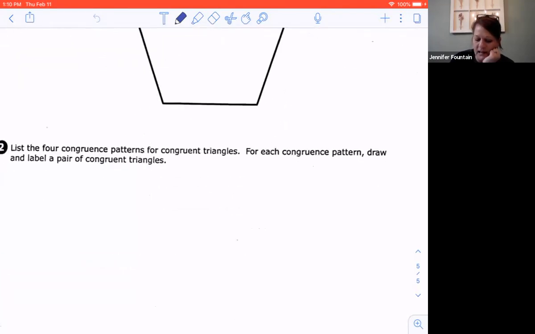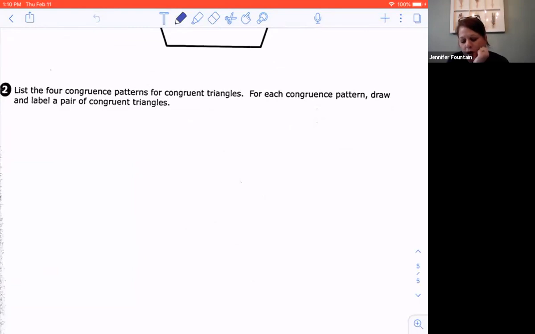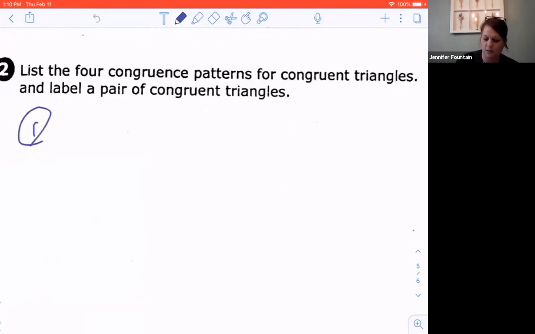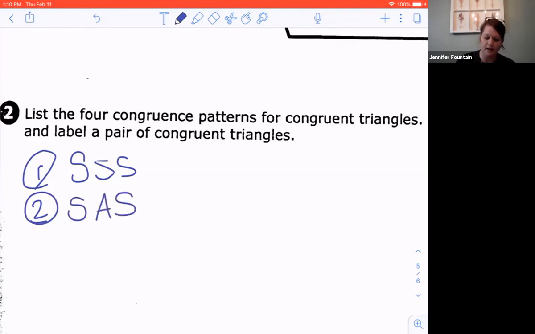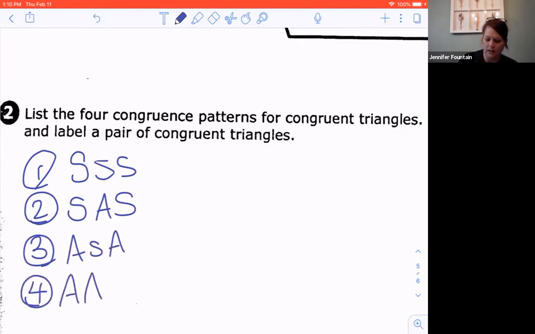All right. And then activities 2 says list the 4 congruence patterns for congruent triangles. For each congruence pattern, draw and label a pair of congruent triangles. So let's think about those congruence patterns that we had. Remember, there were 4. The first one was side, side, side. The second one we looked at was side, angle, side. The third one was angle, side, angle. And the fourth one was angle, angle, side.